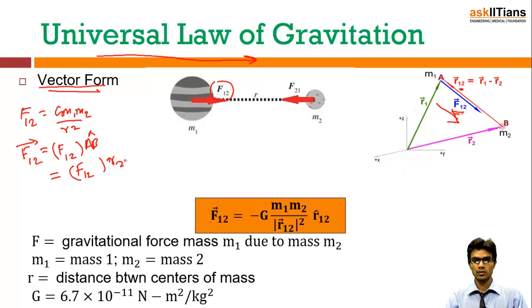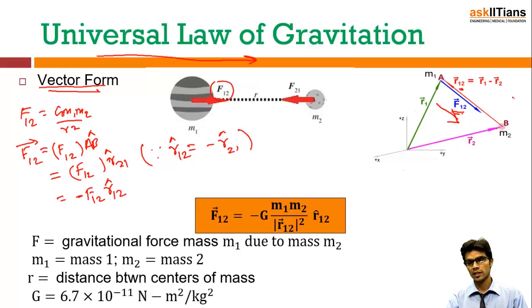the R21 unit vector. So this can be written as F12 times the R12 unit vector with a negative sign, since the R12 unit vector is equal to the negative of R21. Okay, so R12 is in the direction of B to A, so R21 is in the direction of A to B.